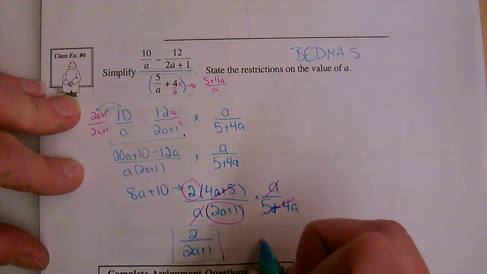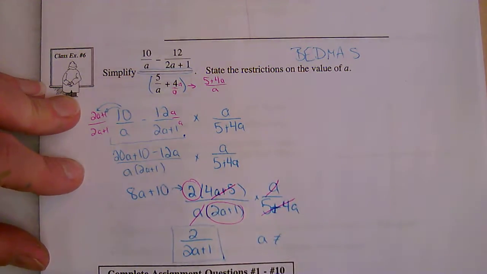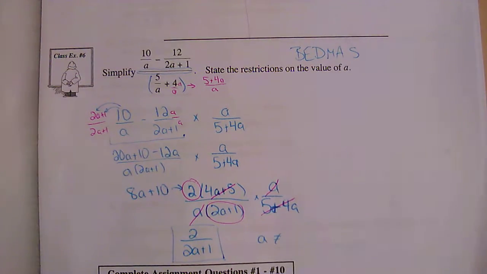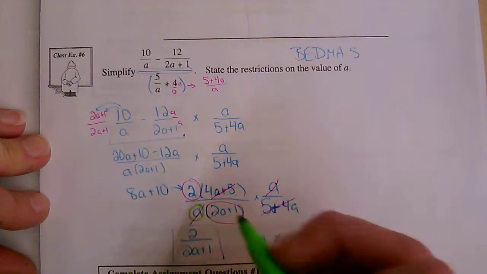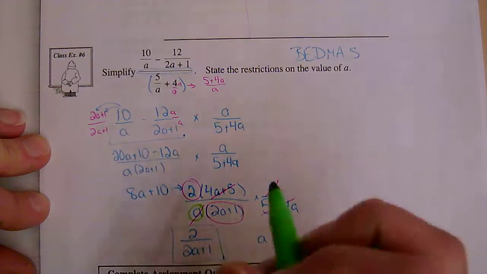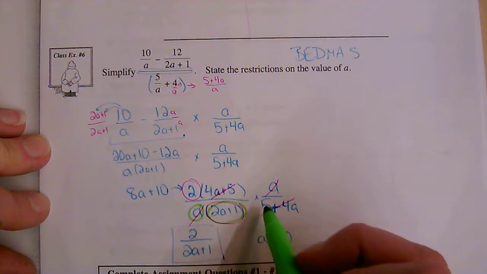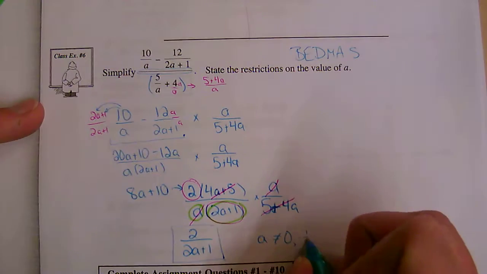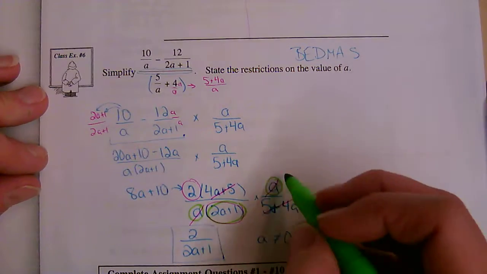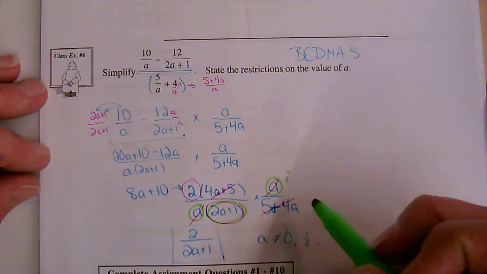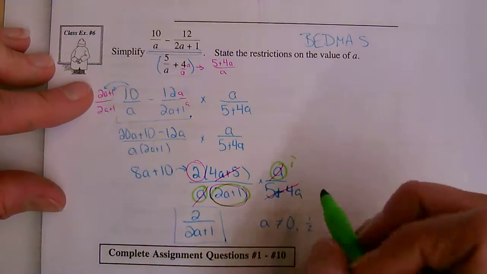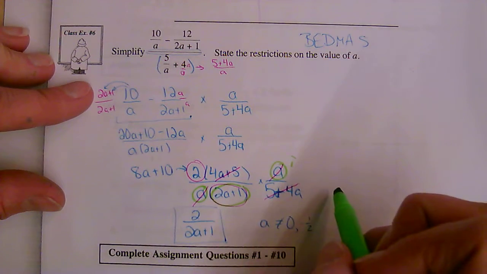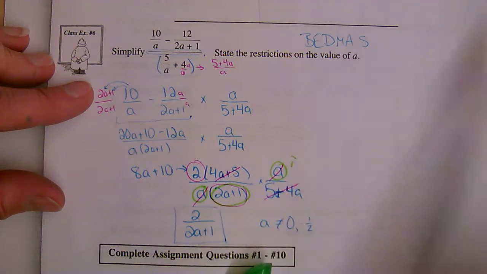And then of course I still have to state my restrictions. So a can't equal 0. This one right here, if I move that 1 over and then divide by 2, that's going to give me negative 1/2. That one was in the bottom up here, but we already stated it as 0. And then this one right here, I'd move that 5 over, so it'd be negative 5, divide by 4, so that's going to be negative 5 over 4.